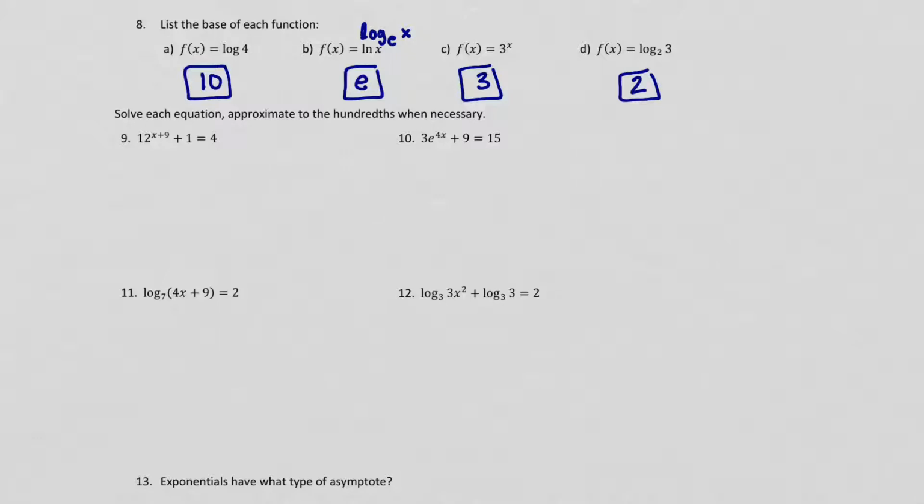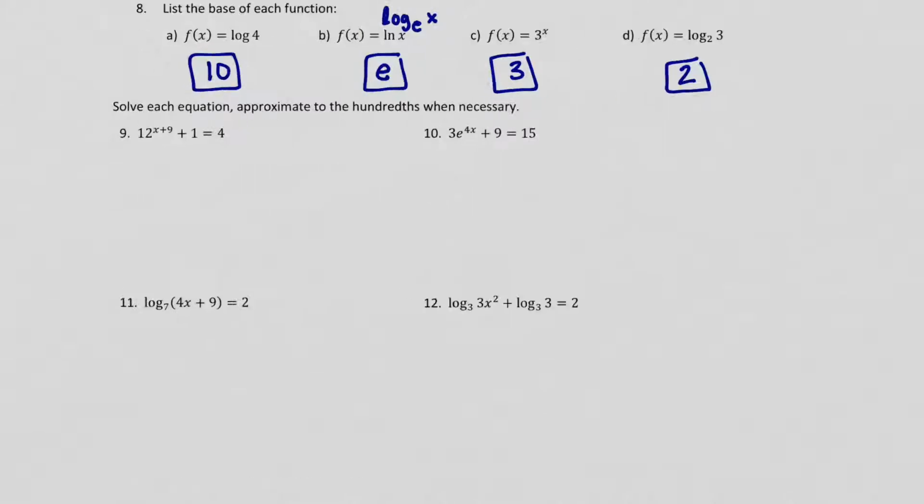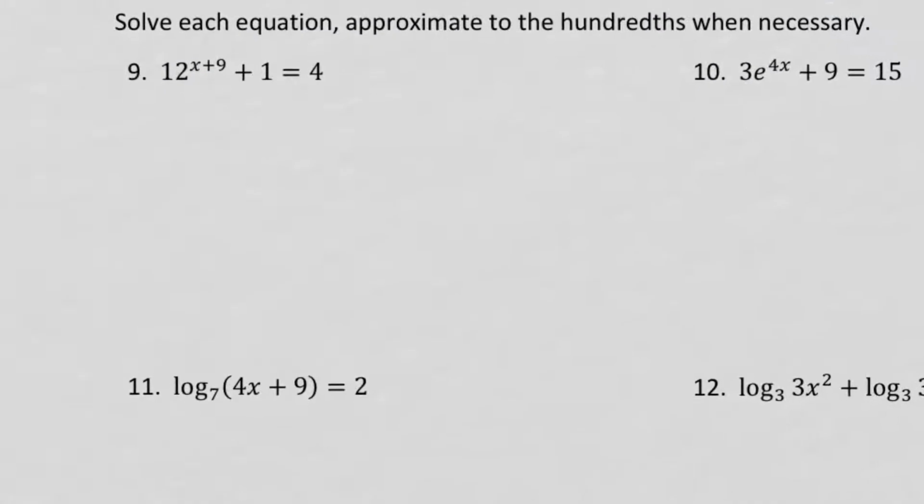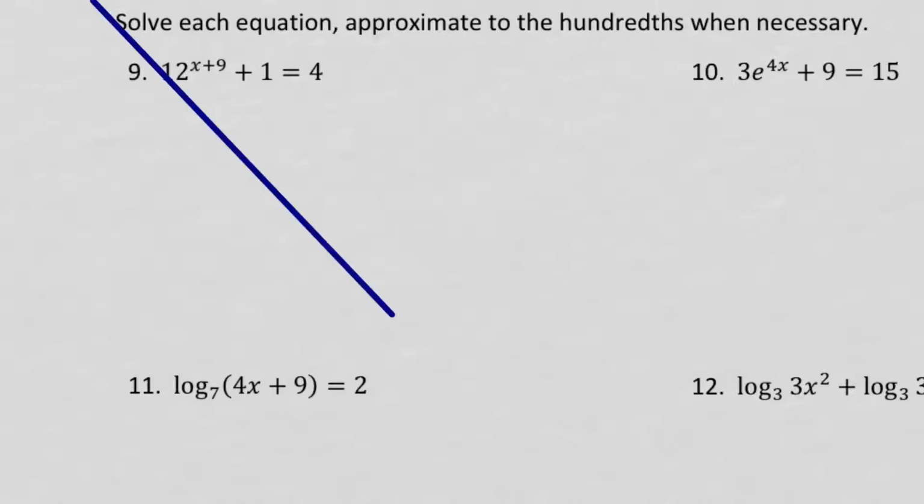All right, 9, 10, 11, and 12. It wants us to solve each equation. So let's start with number 9 here. To get x out of a power, I must first get whatever is taken to that power by itself. So I need to subtract 1 to both sides. So I get 12 to the x plus 9 is going to equal 3.